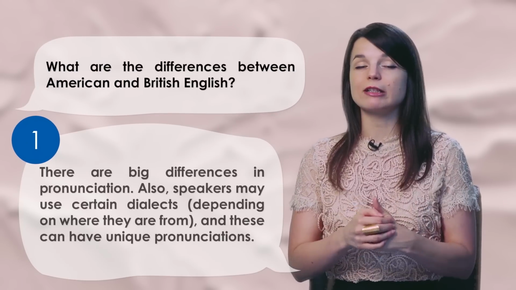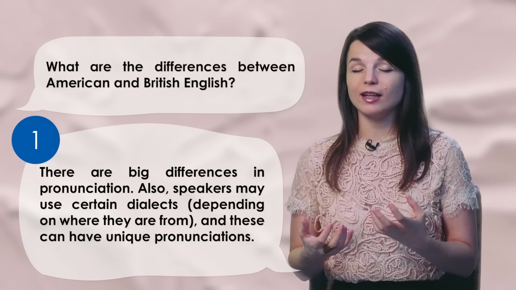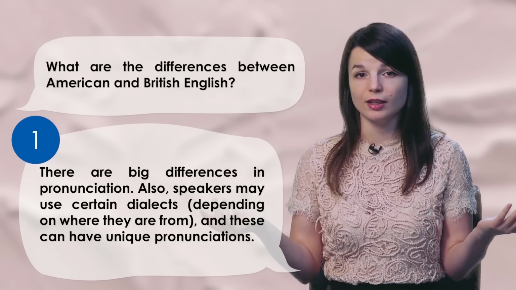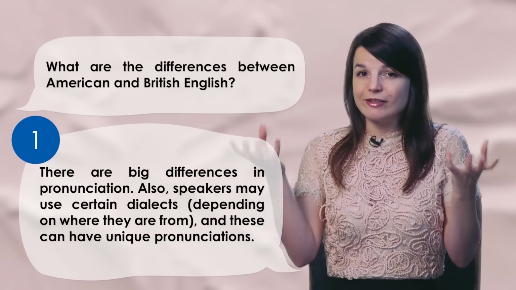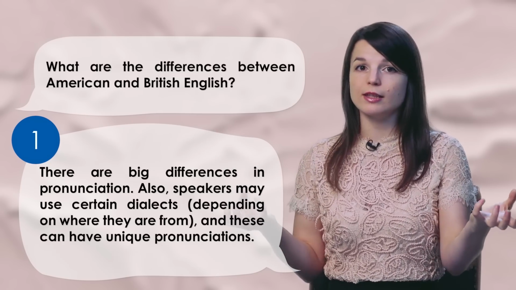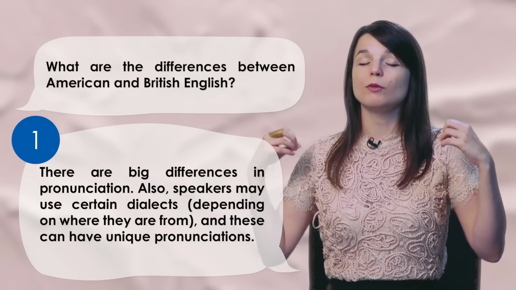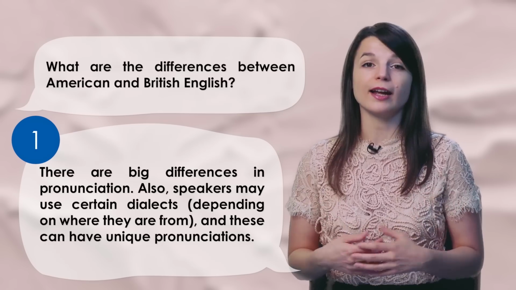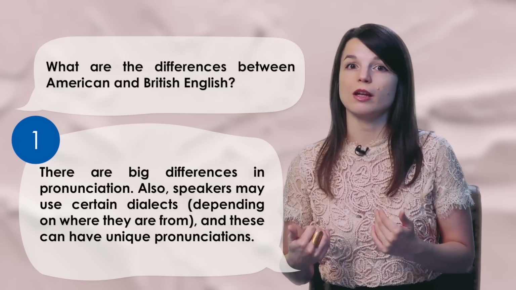So the first difference is pronunciation. American English speakers and British English speakers have different forms of pronunciation. And depending on the specific city or the specific region that the speaker is from, there can be even bigger differences. It just depends on how you grew up and what the local dialect, or way of speaking, is.